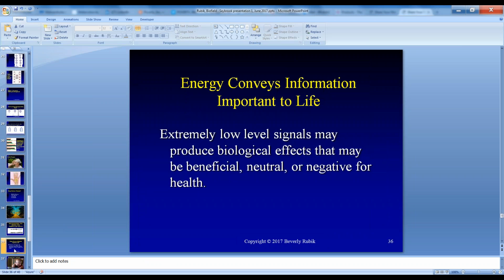So energy is conveying information important to life, and that is coming from other beings around us, animals, plants, and Earth, and possibly beyond to outer space. I would add the sun, and I think there's more from the sun than just light and warmth. So there are extremely low-level signals all around us from the ambient environment and organisms that can affect us. They can produce biological effects that may be beneficial, neutral, or negative for our health.